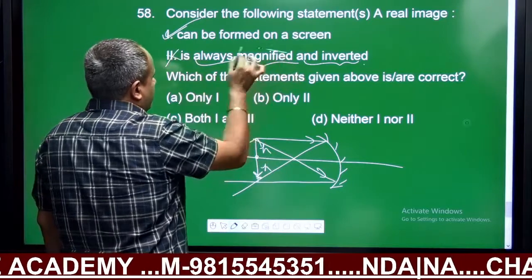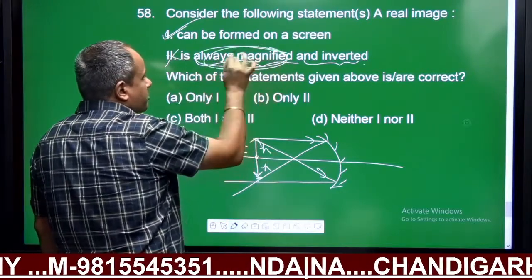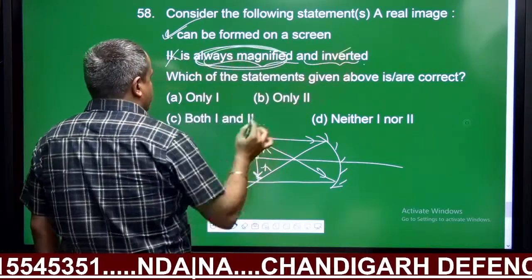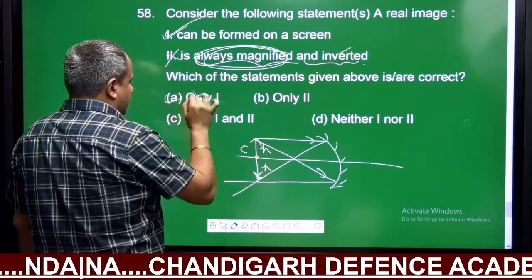This is not right, it cannot be magnified every time. Yes, it will be inverted, that is fine. So based on that, the answer is choice A.